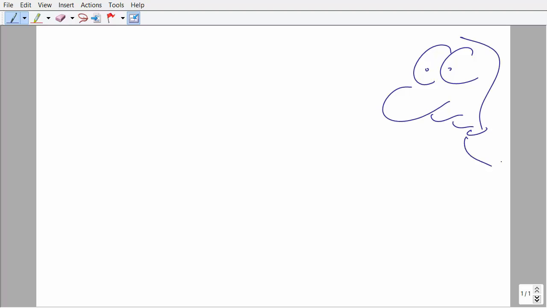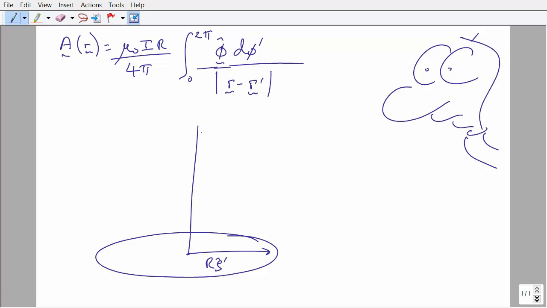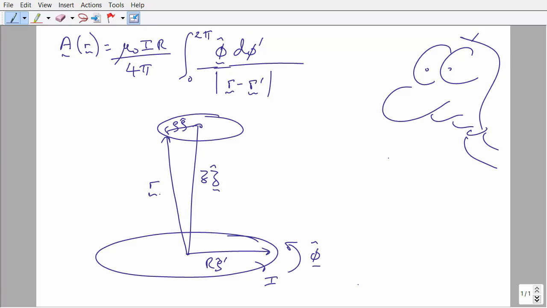So let's continue with our calculation of the vector potential A for a current carrying loop, and from the vector potential, the calculation of the magnetic field. Okay, so this is our expression for A. We're going to have to be careful with our expressions for R and R prime in this particular calculation.